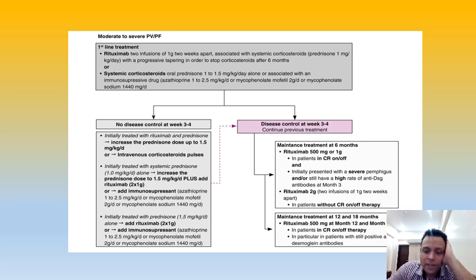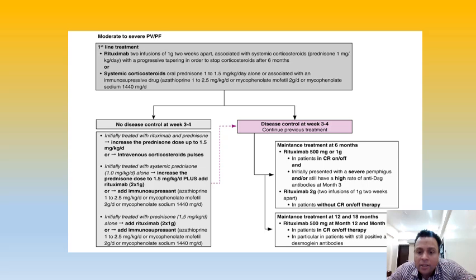If there is no complete resolution, two infusions may be given to the patient at 6 months. That's what I'm telling you. Very little literature is available on giving a complete cycle again. So maintenance, normally we give at 12 and 18 months. Rituximab 500 milligram at 12 months, this is what we are doing.